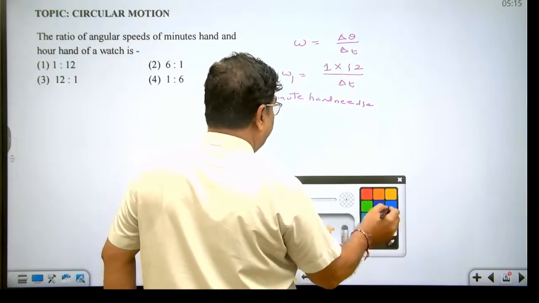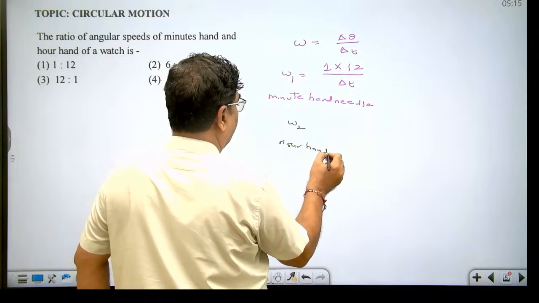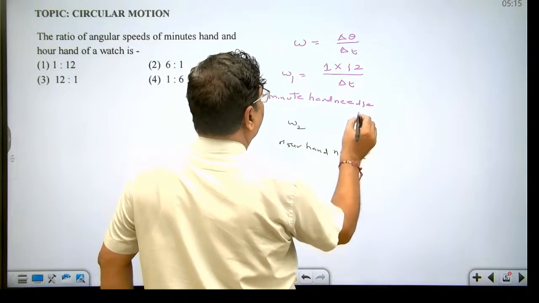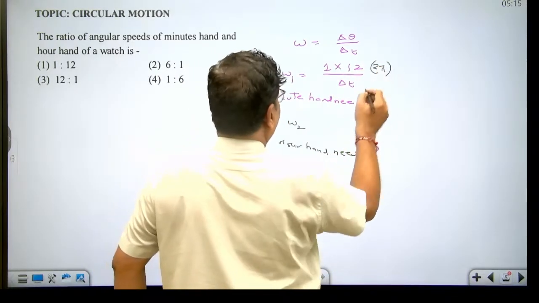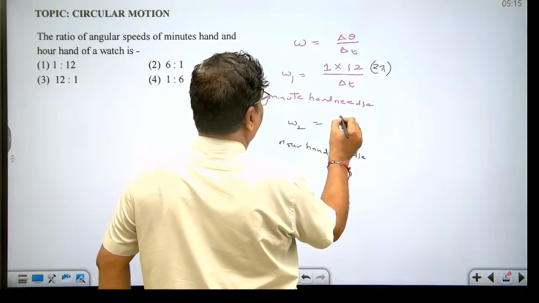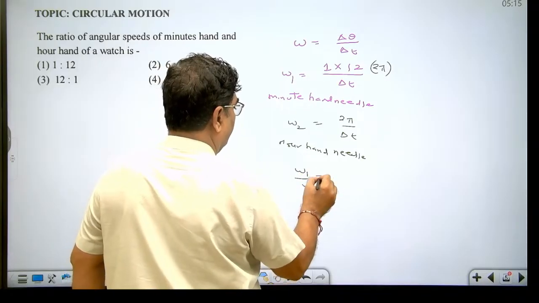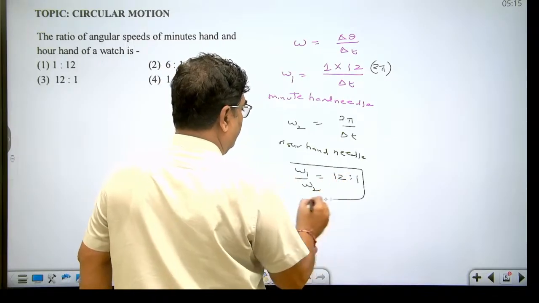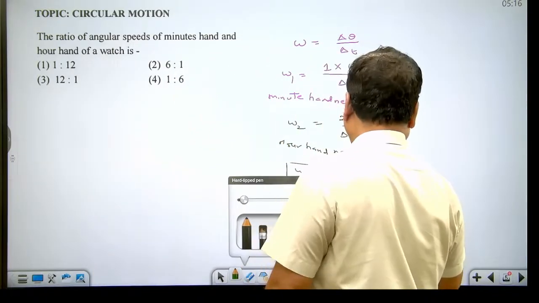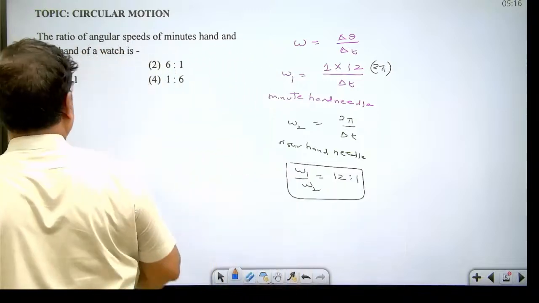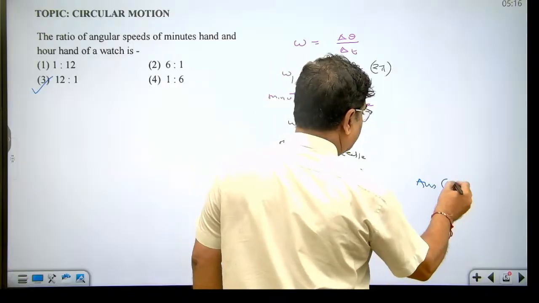While in case of hour hand needle, 12 revolutions means 2 pi radian over delta t. And in case of minute hand needle, this will be 12 times 2 pi upon delta t. So dear student, omega 1 upon omega 2 will be equal to 12 is to 1. This is the ratio of angular speed of minute hand needle and hour hand needle. So out of 4 options, the correct answer is option 3. Without solving, you can write it directly also. Option 3 is the correct answer.